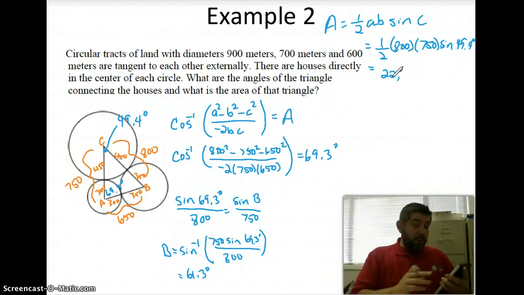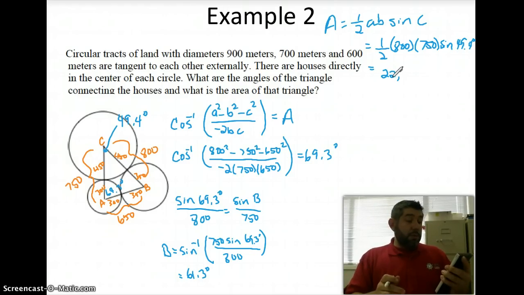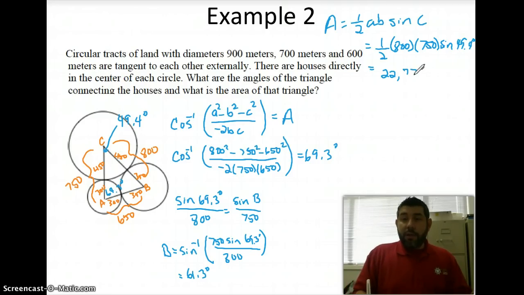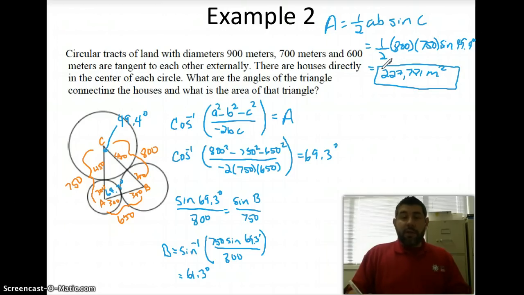Hold on, I got my calculator right here. It's 227,781. Misplaced my comma. 227,781, and we are in square meters. All right, so there we go.